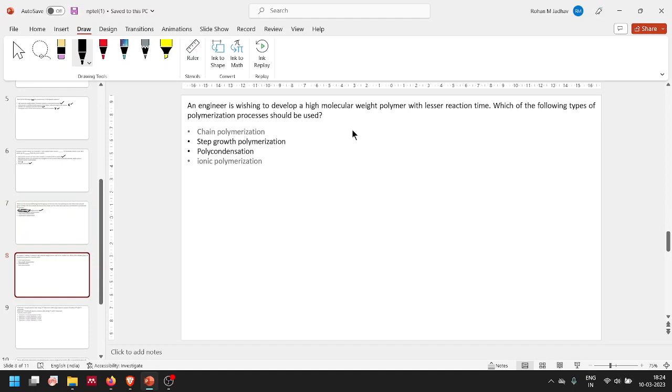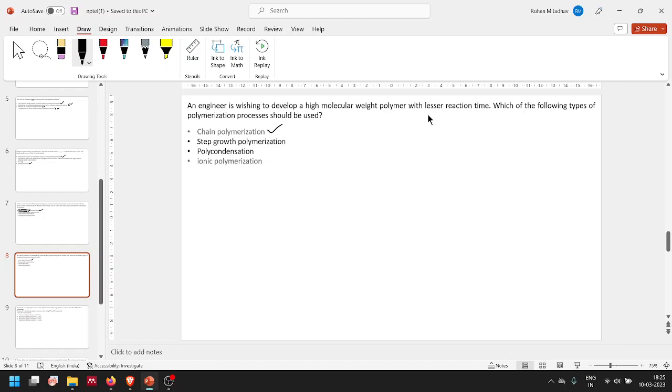An engineer is wishing to develop a high molecular weight polymer with lesser reaction time. Which of the following types of polymerization process should be used? For formation of a high molecular weight polymer, one of the go-to processes is chain polymerization. In chain polymerization, even with a small amount of monomers, large molecular weight polymer chains can be formed easily. So that's why chain polymerization can be used to form a high molecular weight polymer.